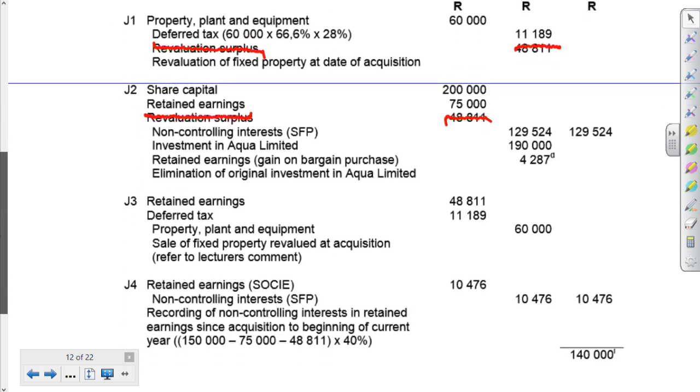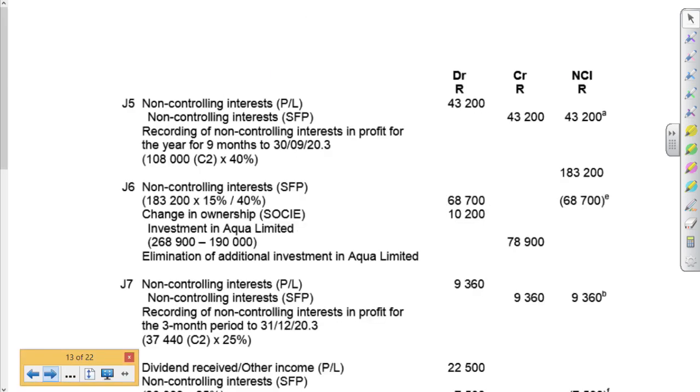Then we have the adjustment for that property. And we have the since acquisition NCI's share of retained earnings. Normal entries, nothing unusual so far. Then we have their share of the profit for the first 9 months, just to have it chronological. And here's the change in ownership journal. It's a very simple change in ownership journal.